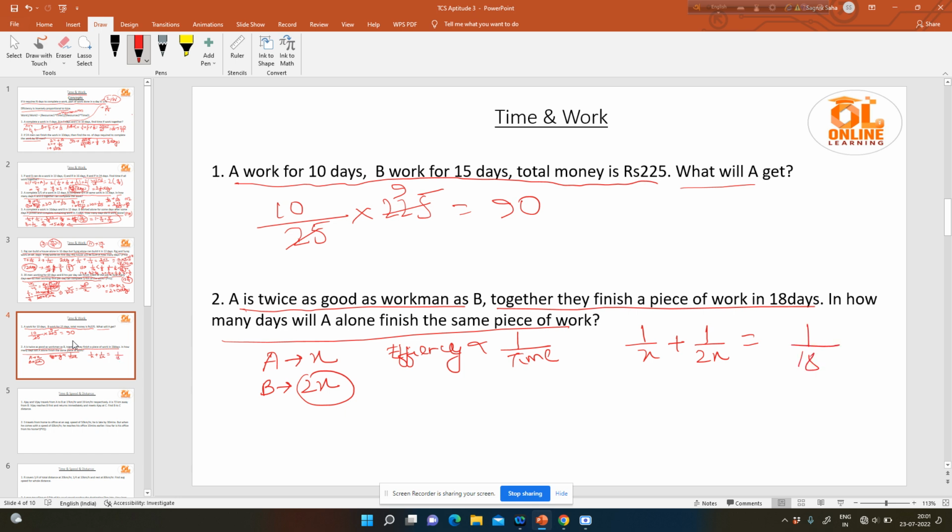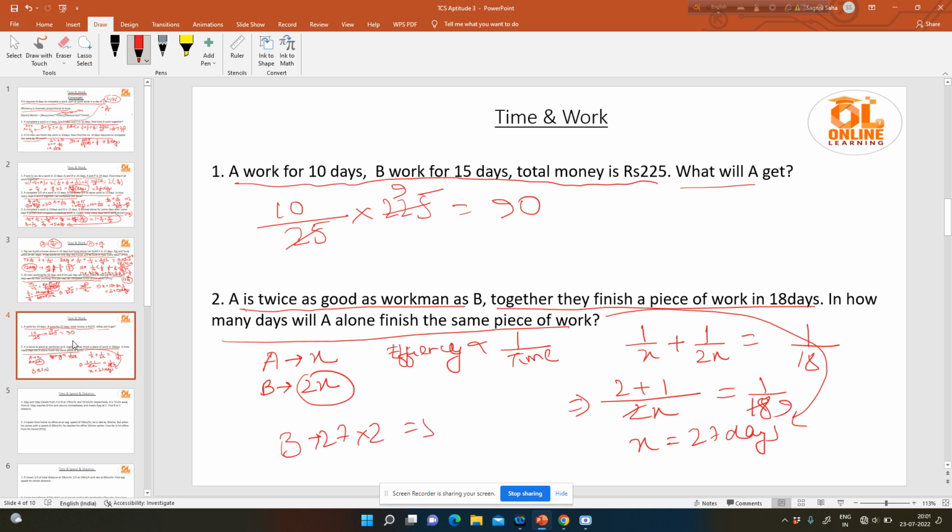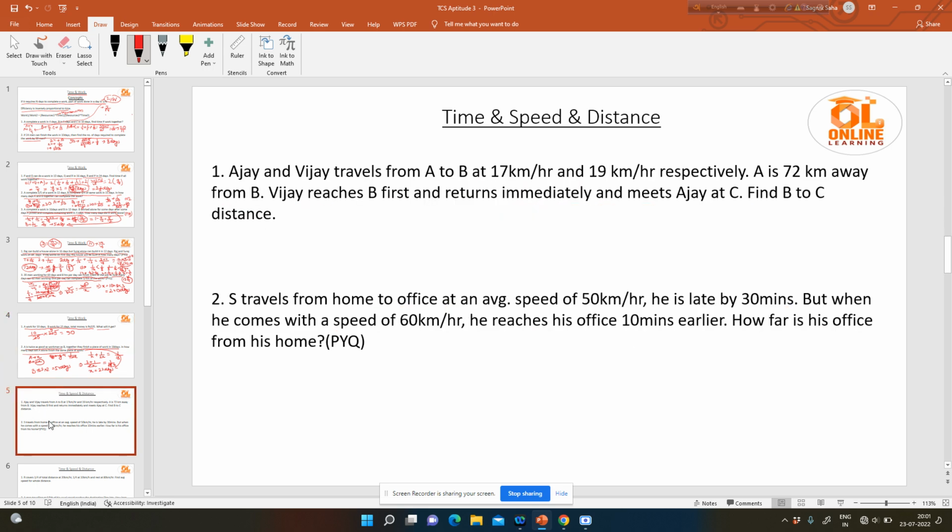1 by 18. Okay, if we take the LCM, it would be x. 2 plus 1, it would be 18, right? So x is equal to 9 into 3, 27. So A takes 27 days to complete the work. So this is the answer. And if they ask how many days B takes, it would be 27 into 2. So B would be taking 54 days. Hope you have understood. So that's all for time and work.